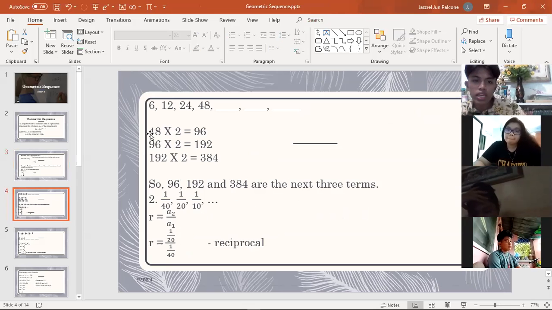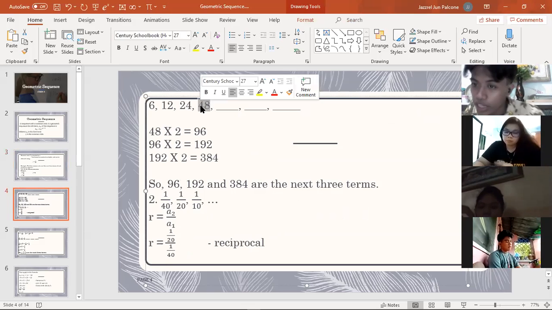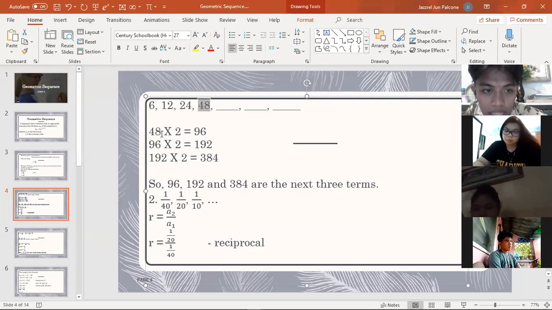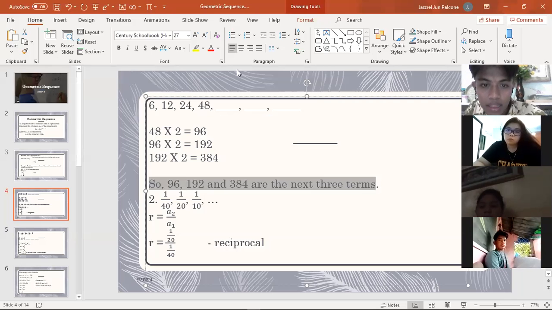So, how do we get the next three terms? Ganito lang, class. Yung pinakahuling term, 48. Tama? Yung 48, ita-times mo siya sa 2. 48 times 2 is 96. And then yung 96, ita-times mo na naman sa 2, 192. And then yung 192, ita-times mo ulit sa 2, 384. And for the last part, conclusion tayo. So, 96, 192, and 384 are the next three terms.